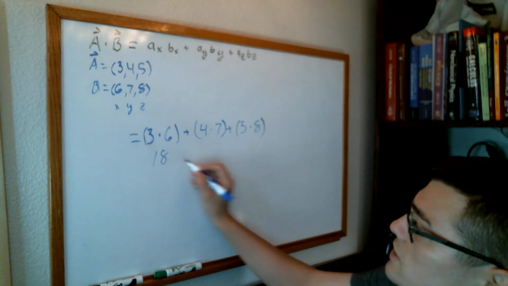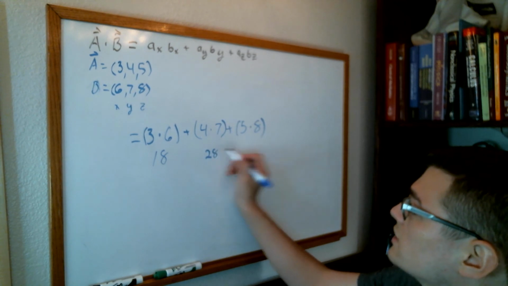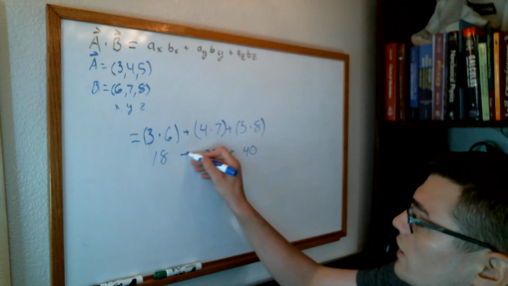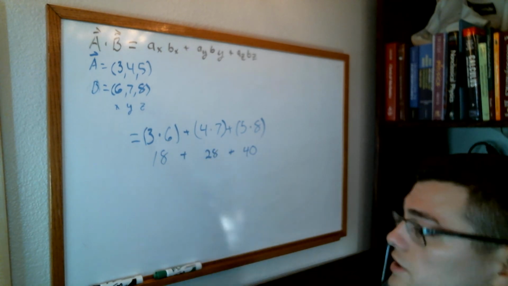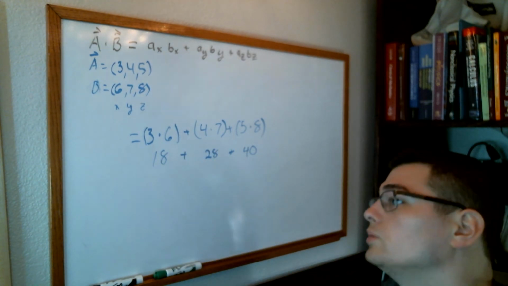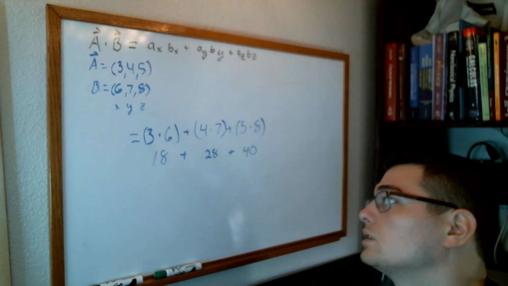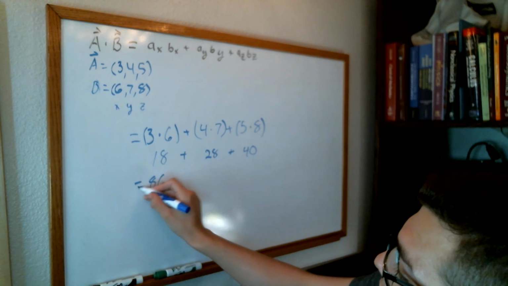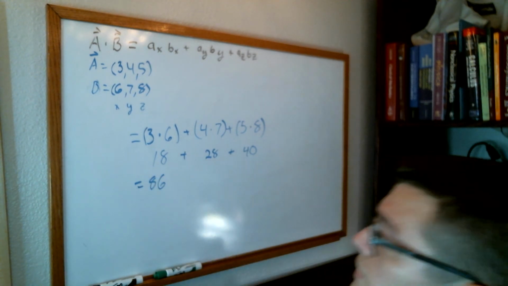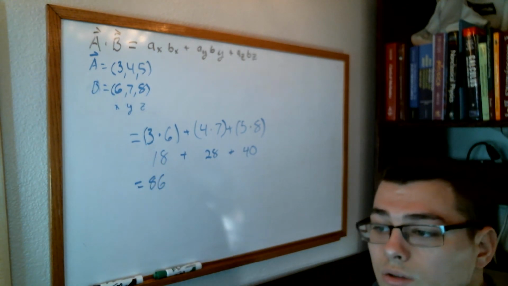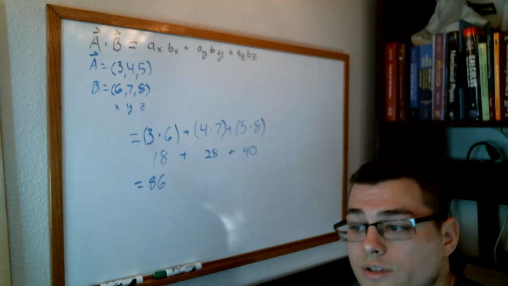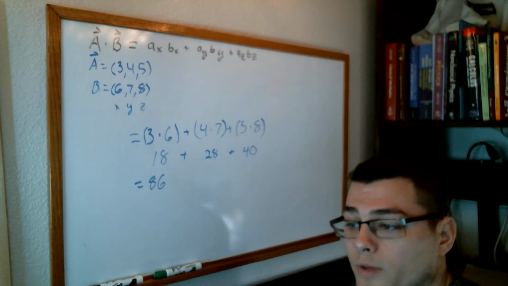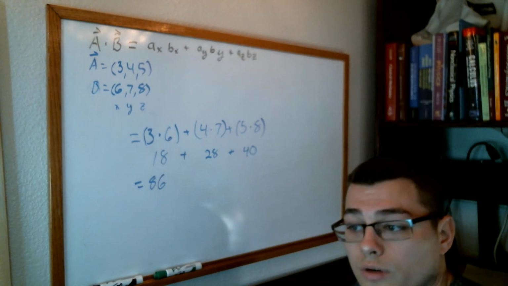So let's just do this real quick. This is going to be 18, this is going to be 28, this is going to be 40, and then you just have to add these up. That's going to be 68. 68 plus 18 is going to be 86. And so this is the result of the dot product. So the dot product takes two vectors and dots them. It's a form of multiplication, I guess, and it'll give you a resulting scalar at the end.